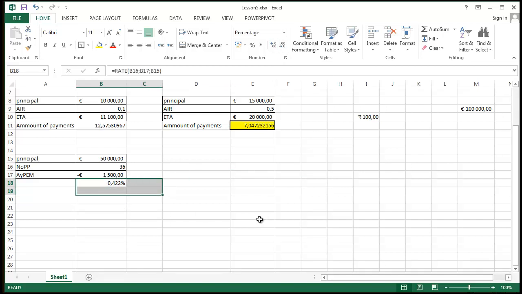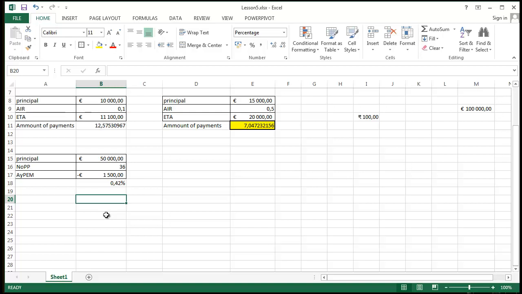So you see that it's actually 0.42%. And that's basically it. Now, the rate function returns the interest rate per period. This number can be misleading. The periodic interest amount may be small enough that it is displayed as 0.